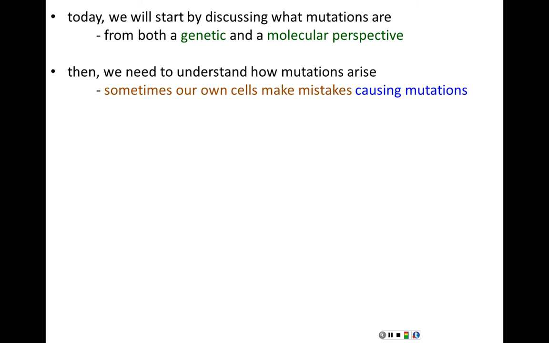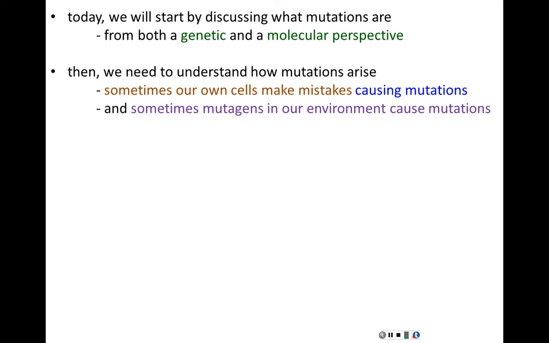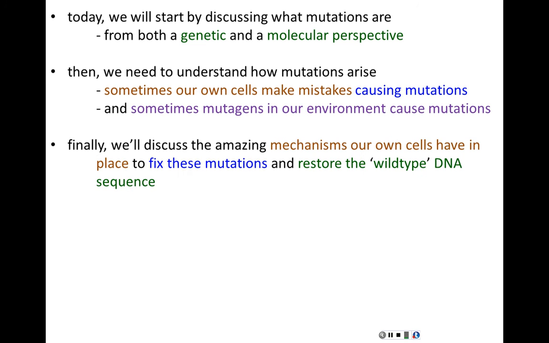Sometimes these mutations come from our own cells making mistakes. A cell is a very, very complicated environment with lots and lots of these protein machines scurrying about and doing different things. With so much complexity, it's bound to be the case that things go wrong sometimes. And when things go wrong with regards to DNA, we're typically dealing with a mutation. But sometimes it's not due to cellular mistakes. Sometimes things, chemicals, toxins in our environment called mutagens cause mutations.